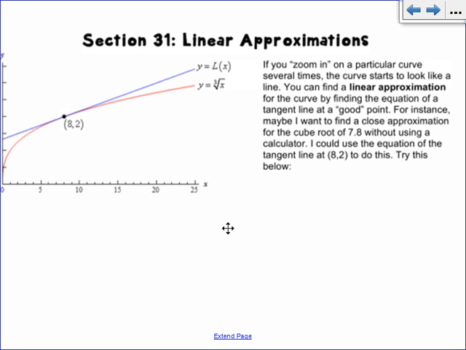It says you can find a linear approximation for the curve by finding the equation of a tangent line at a good point. So we've done that many, many times before, right? I've asked you since the beginning of the year, how do you find the equation of a tangent line? So we've done that before.